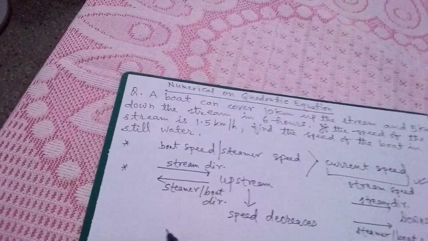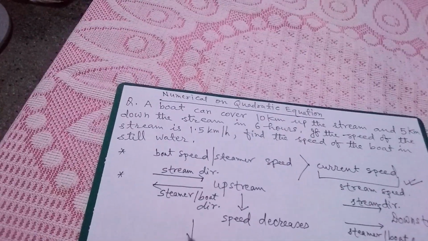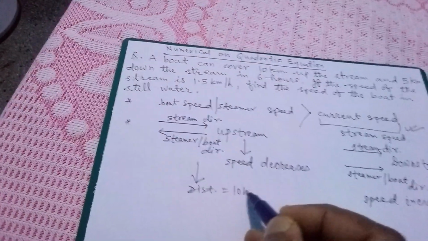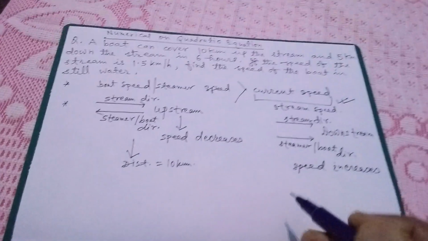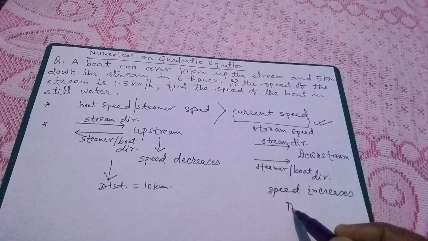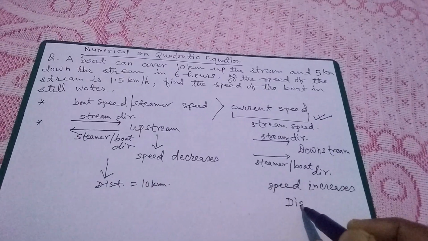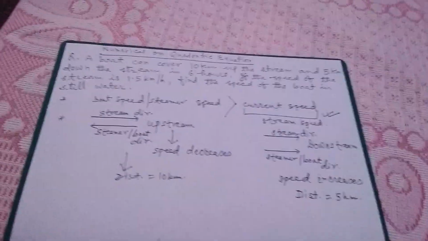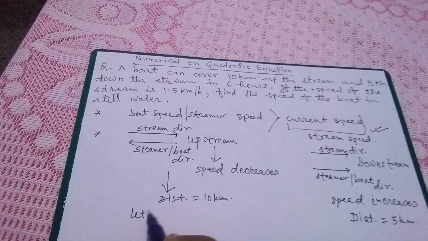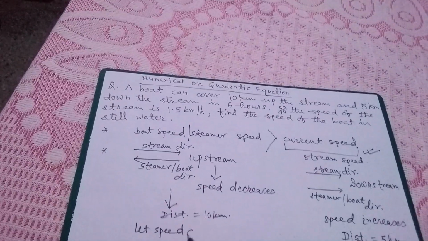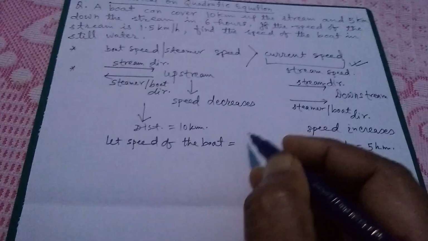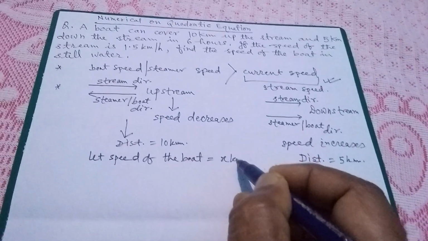Now here, in this case, in upstream the distance we have is 10 kilometers. Okay? And in the case of downstream, the distance is 5 kilometers. Okay. Now we suppose let the speed of the boat, which we have to find out, be x kilometer per hour. We can suppose any letter.